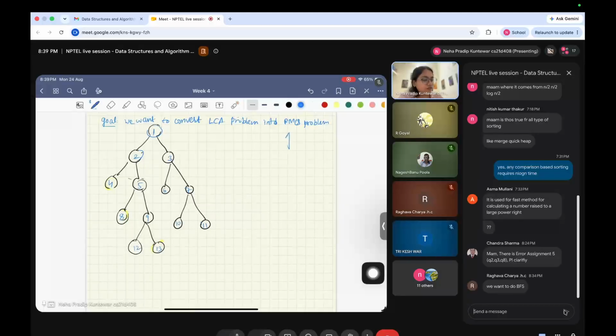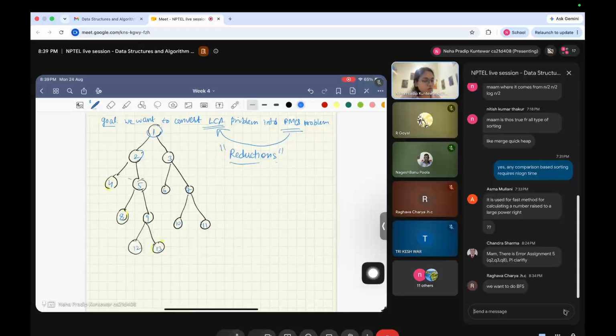Whatever algorithm was working for RMQ, I will just copy paste and use it for LCA. So these are called reductions. If you have seen them, you can relate to this. If not, that's also fine. You don't need it for the discussion. So that is the idea.